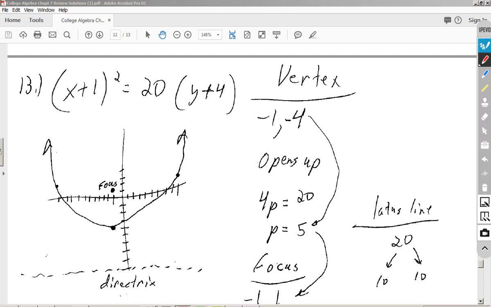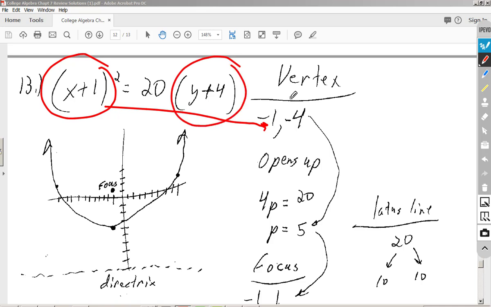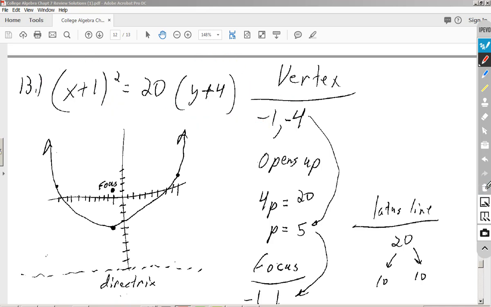So on this problem right here, I first find my vertex. The answer to x + 1 is negative 1. My answer to y + 4 is going to be negative 4. That's going to be my vertex. So I go over here to negative 1 and down 4. So that point, (-1, -4), is your vertex.